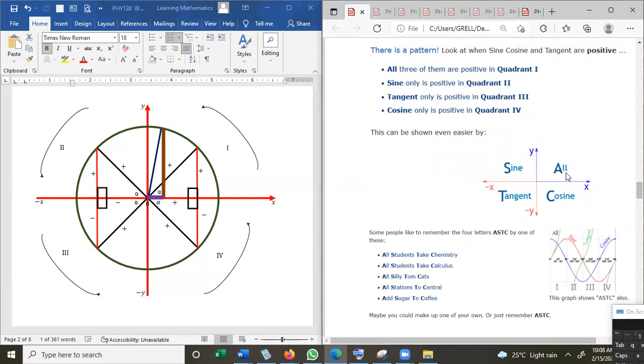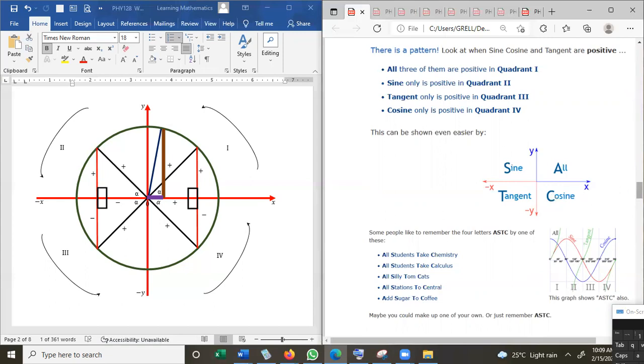All is positive in the first quadrant. Sine is positive in the second quadrant, and we know why. Tangent is positive in the third quadrant, and we know why. And cosine is positive in the fourth quadrant, and we know why. So associate the second quadrant with sine, the third quadrant with tan, and the fourth quadrant with cosine.